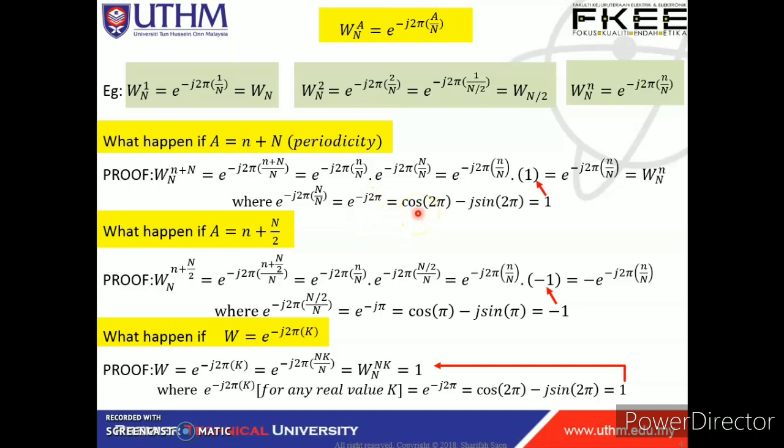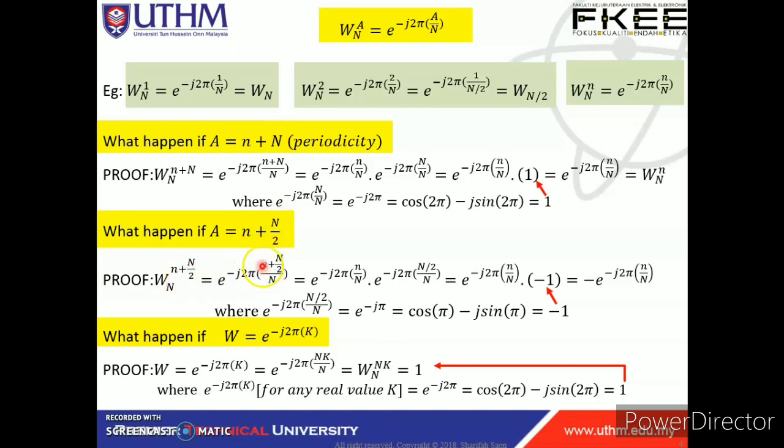We calculate by using Euler's theorem: cos 2 pi minus j sine 2 pi, because the sign at the j is negative, and we will get the value of 1. So we put it at the second part and multiply with exponent negative j 2 pi divided by the number of samples. Now in the bracket we have small n at the upper side and the number of samples at the lower side of W. And next, what happens if A is equal to n plus N, the number of samples, divided by 2?